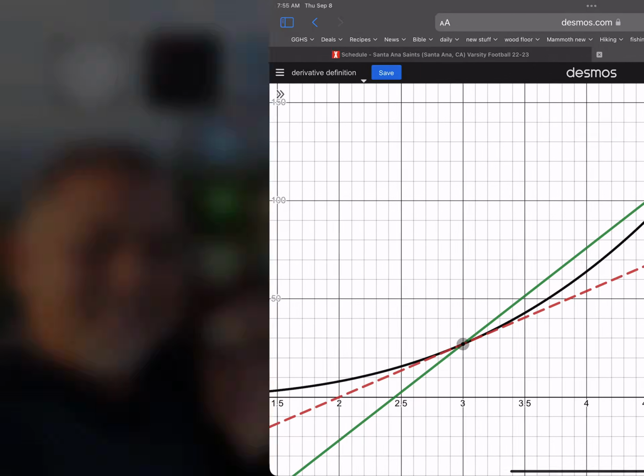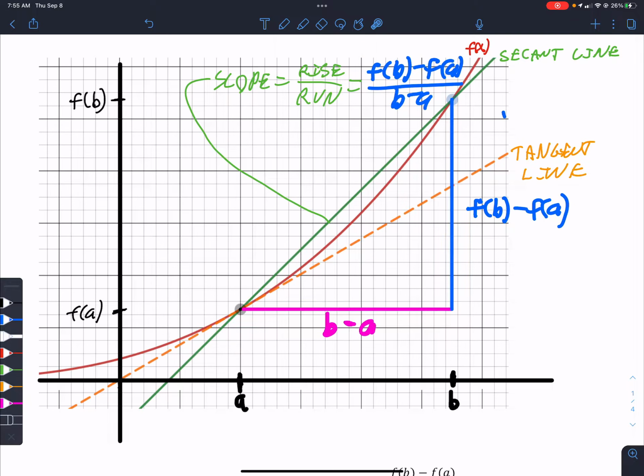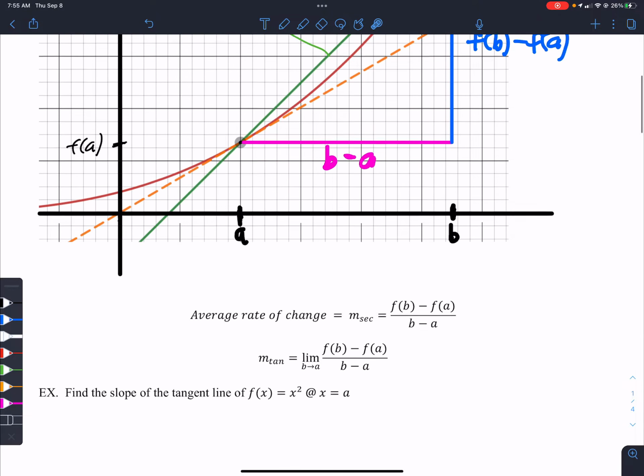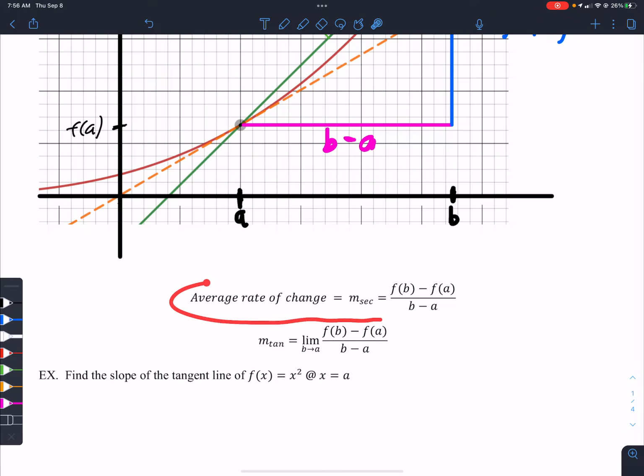So the first step in this process is recognizing the slope of the secant line is f of b minus f of a over b minus a. So we're going to take the limit as b approaches a. So here's the average rate of change, the slope of the secant line.